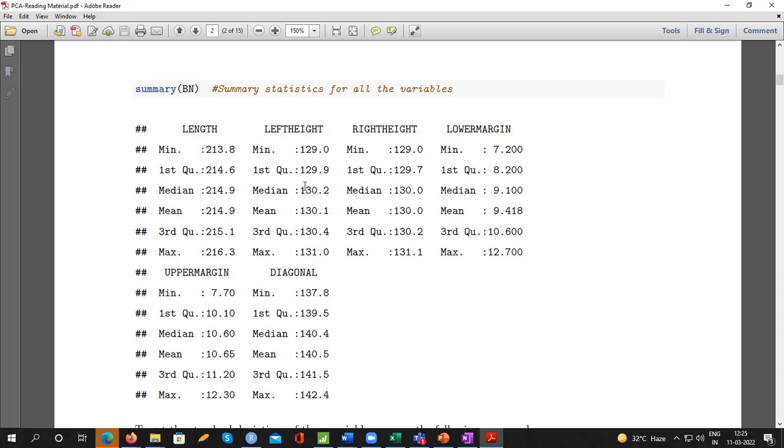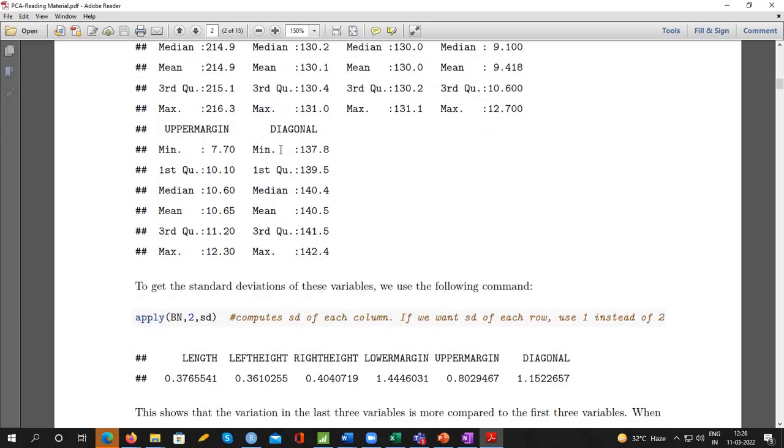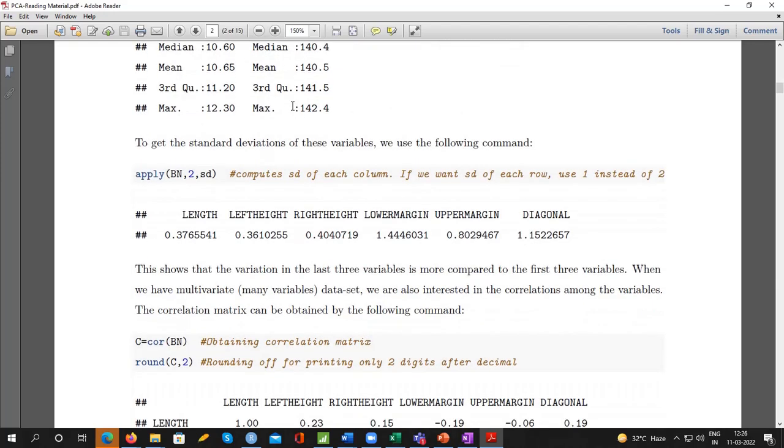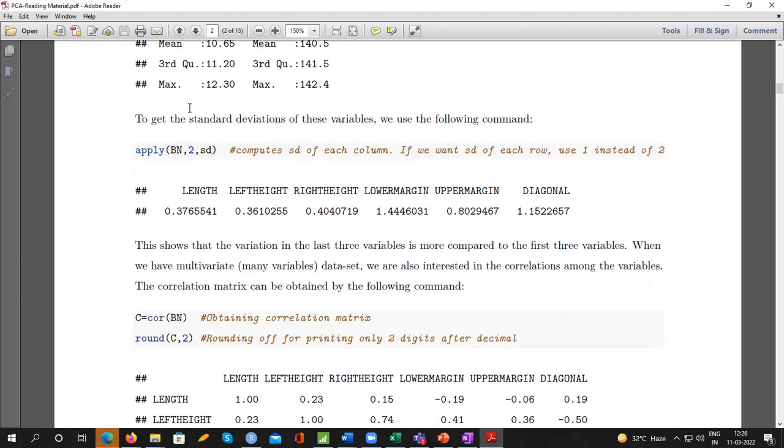So it has quite low values. Then we also compute standard deviation. All these readings are in the same unit, all in millimeter. So we have computed standard deviation, and the command that has been used is apply.